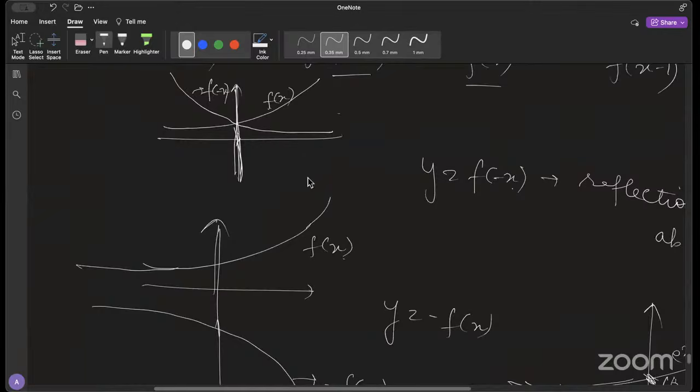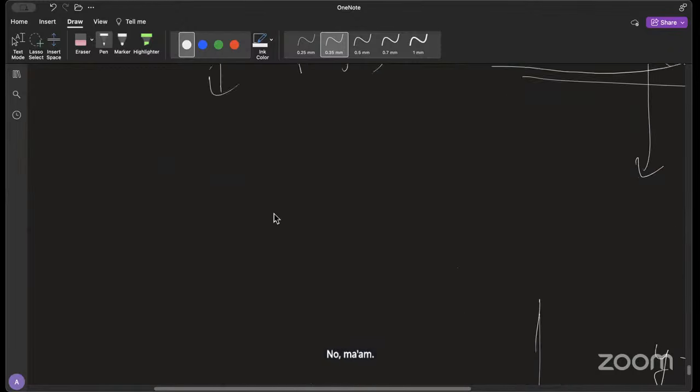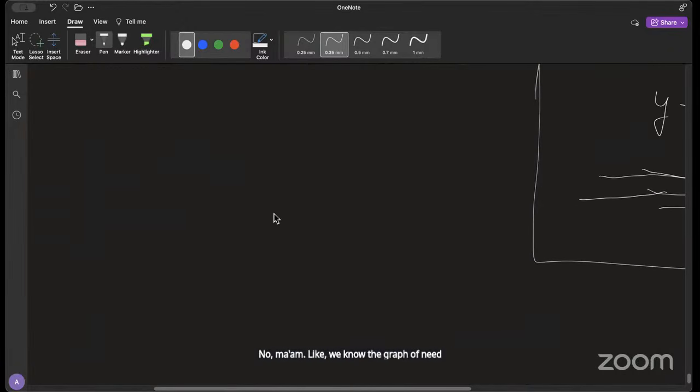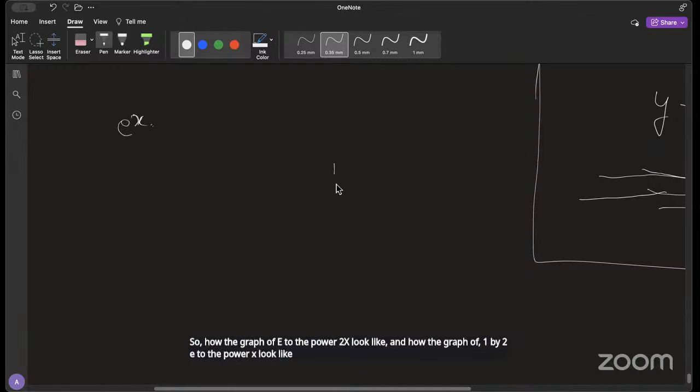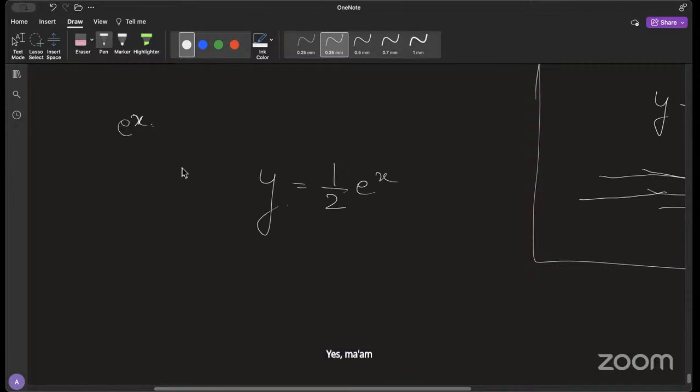Hello, ma'am. I have a doubt in graph. Which graph? Like we know the graph of e to the power x. So how does the graph of e to the power 2x look, and how does the graph of 1 by 2 e to the power x look? Let's start with e to the power 2x first, and then come to the other.